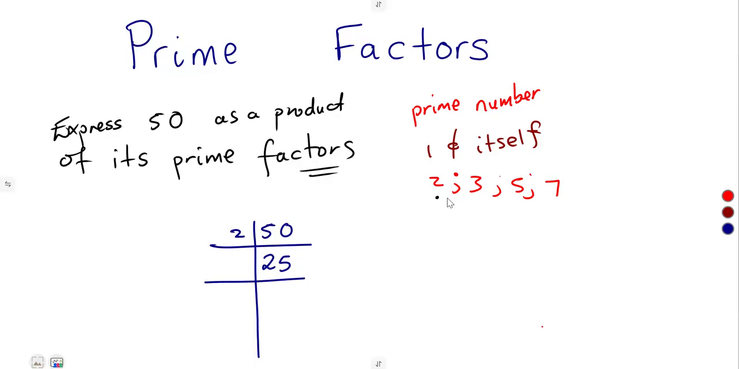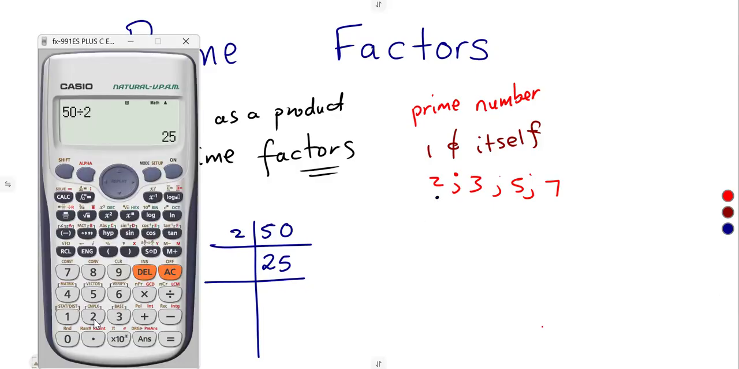So you try again. Is 2 a factor? No, it cannot work. Let's try 25 divided by 2. This cannot work. You are getting a fraction. 25 divided by 3. This cannot work. You are getting a fraction. You move on to 5. 25 divided by 5. You are getting a whole number there.